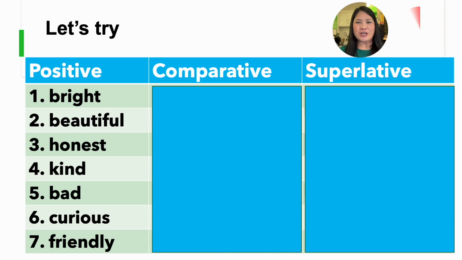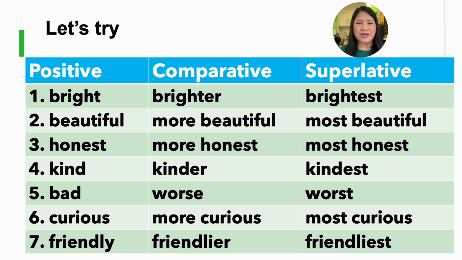Okay, we are now to check your answers. Bright becomes brighter, brightest. Beautiful, more beautiful, most beautiful. Honest, more honest, most honest. Kind, kinder, kindest. Bad, worse, worst. Curious, more curious, most curious. Friendly, friendlier, friendliest. Did you get 14, guys?